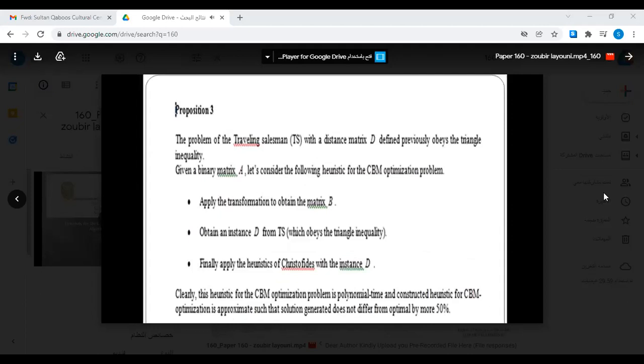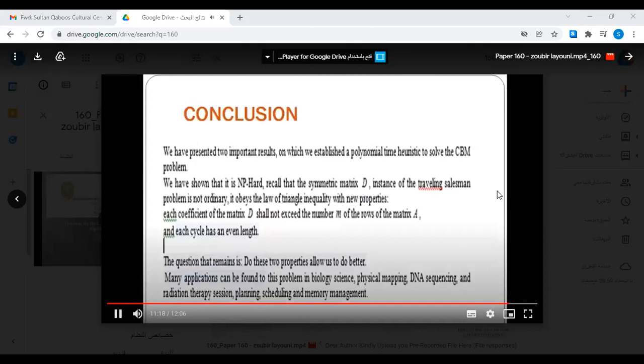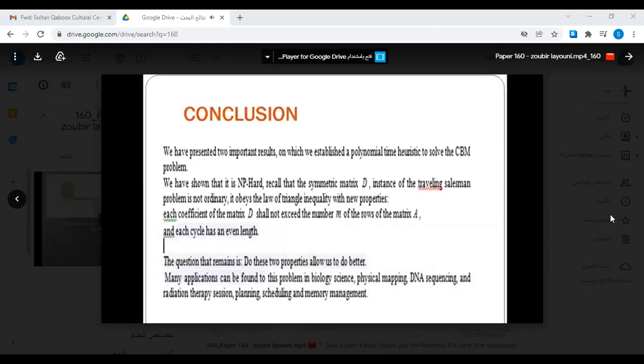Given the binary matrix A, let's consider the following heuristic for the CBM optimization problem. We apply the transformation to obtain matrix B, obtain an instance D of TSP, and finally apply the Christofides heuristic with distance T. Clearly, this heuristic for the CBM optimization problem runs in polynomial time, such that the solution generated does not differ from optimal by more than 15%. In conclusion, we have presented two important results on which we established the polynomial time heuristic to solve the CBM problem. We have shown that it is hard.